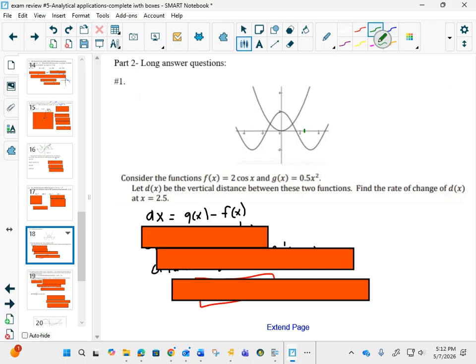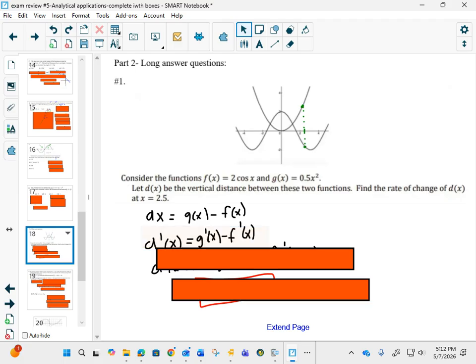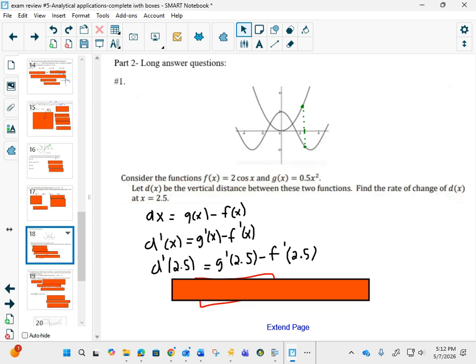Does it make sense that the vertical distance would be g of x minus f of x? Rate of change would mean taking the derivative with respect to time of everything, which is just g prime of x minus f prime of x. So d prime at 2.5 will be g prime at 2.5 minus f prime at 2.5. And you could just get these values from your calculator.